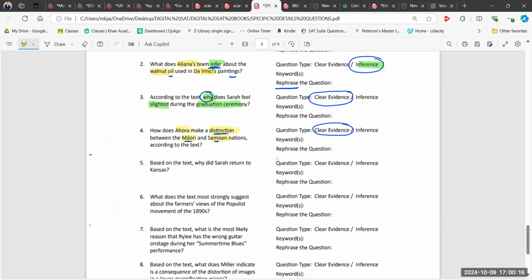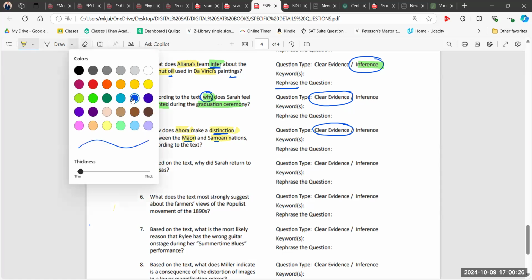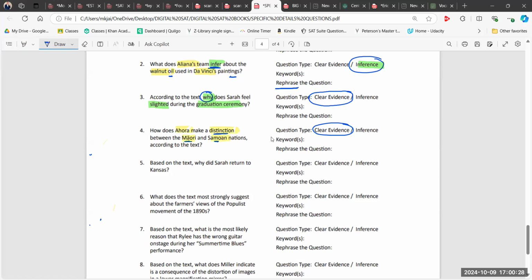Do you think that this question needs to be rephrased or simplified? If you want to simplify it, how will you simplify it? What's the distinction between Maori and Samoan? That's it. Yeah, distinction between these two nations. As simple as this. Okay, one more.